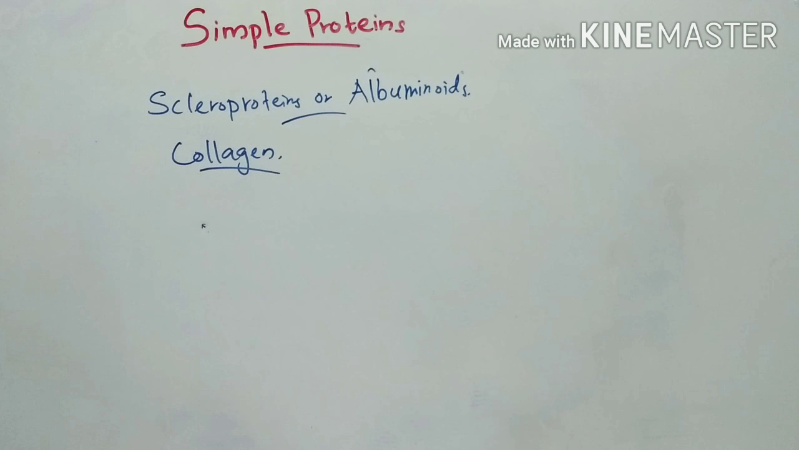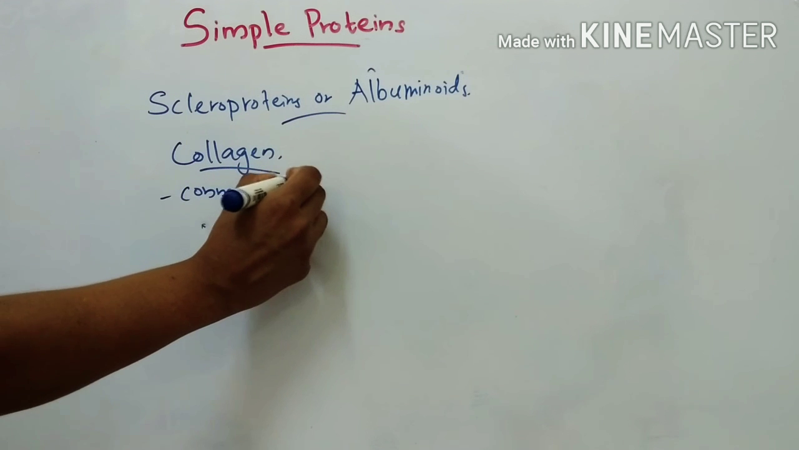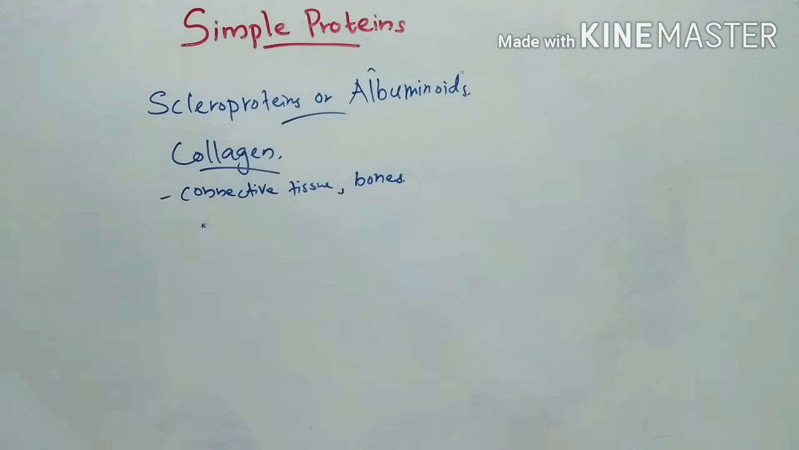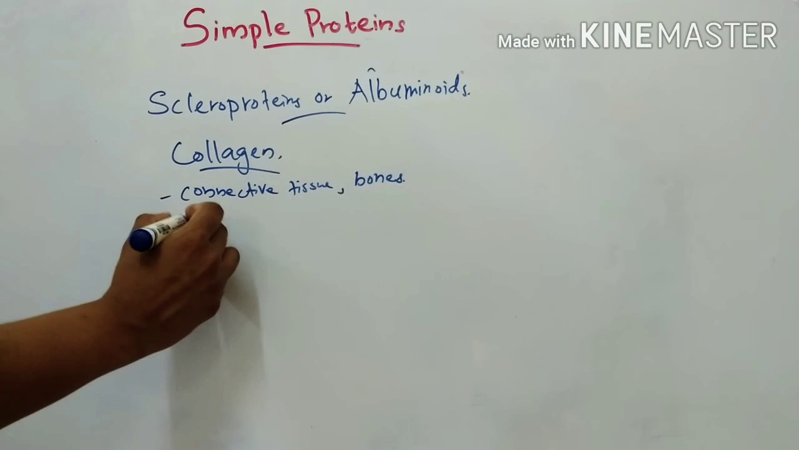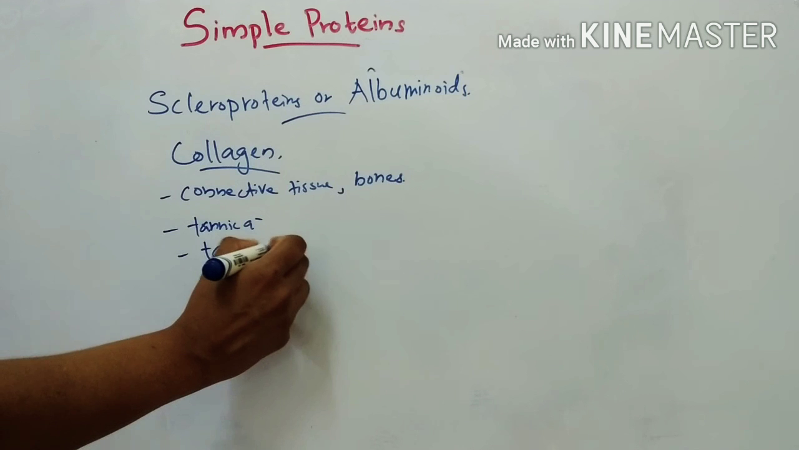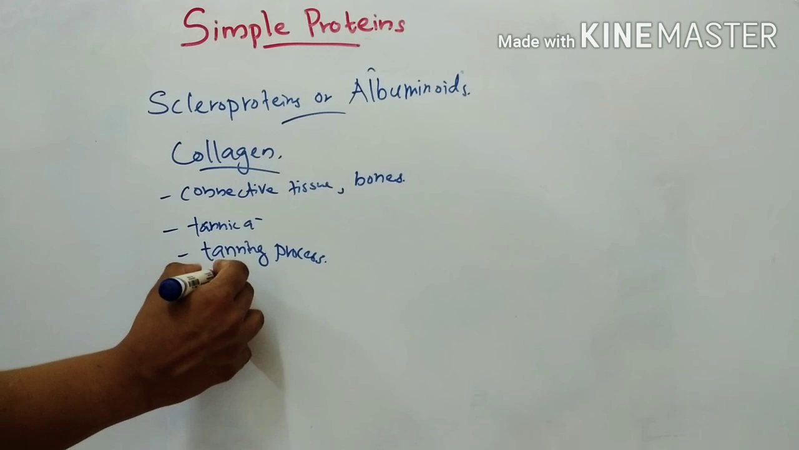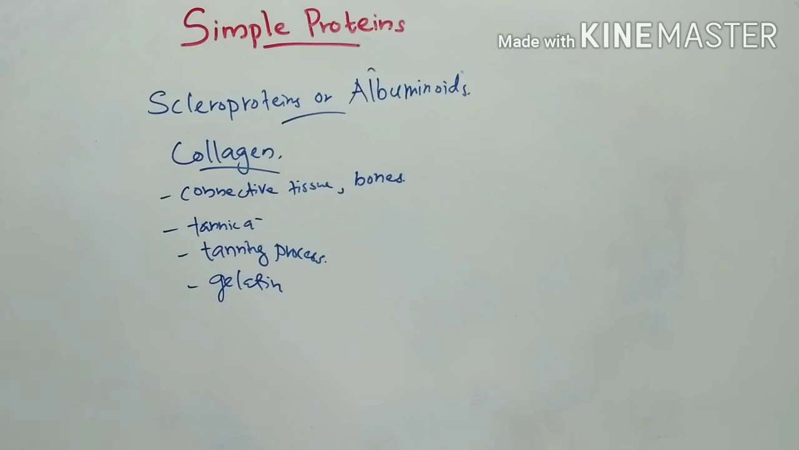Next scleroprotein is collagen. Collagen is a protein found in connective tissue and bone. They are long, thin, partially crystalline substances. They are soluble in all neutral salt solvents. On treatment with tannic acid, they become a hard, tough substance. This is the basis of the tanning process. By boiling, collagen is easily converted to gelatin by splitting some amino acids.